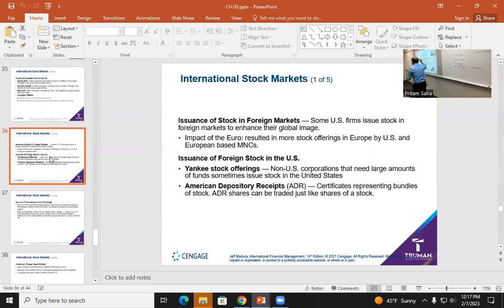Anyone from Europe, if they're doing it in the US, that's an ADR. Anyone from Australia doing it in Europe, still ADR. American Depository Receipts. They are not issuing a new number of stocks. They are just combining the existing number of stocks. You can think about it like a mortgage, or keep it as an asset backed.